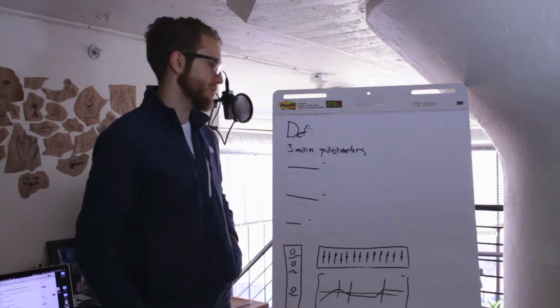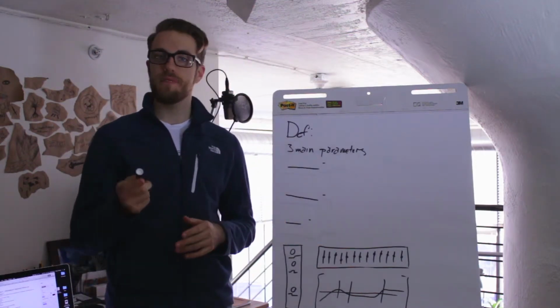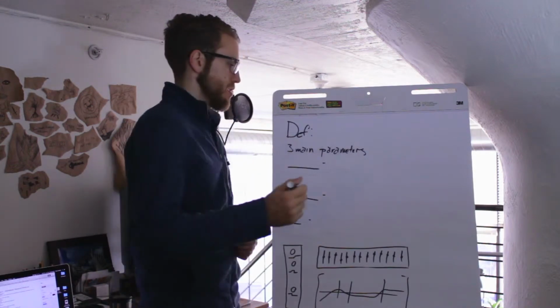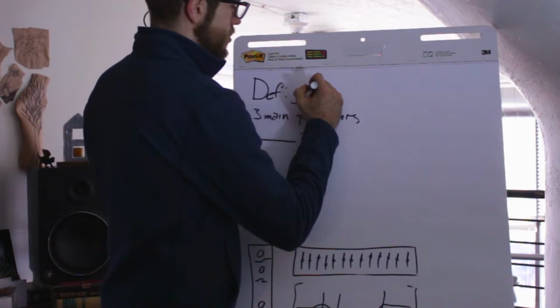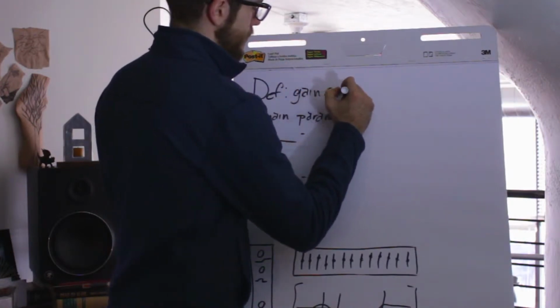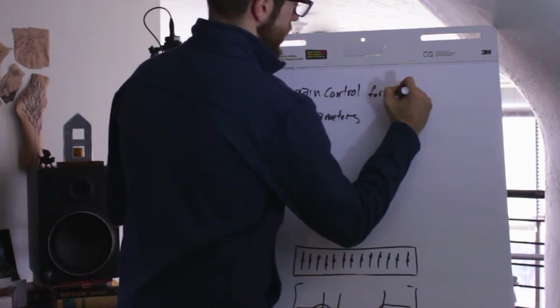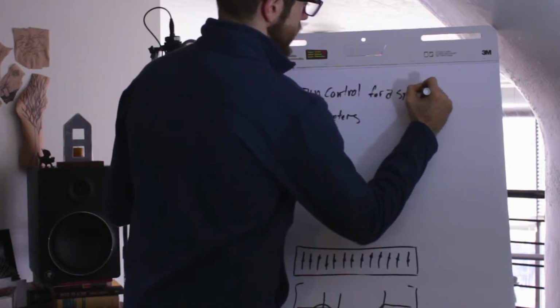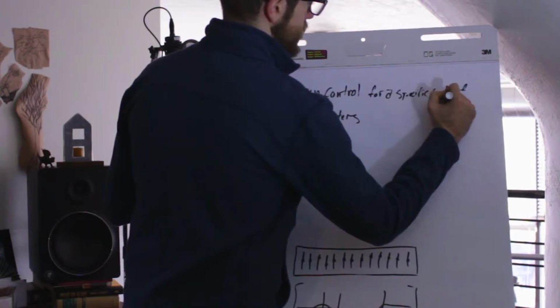So what is an equalizer? My definition of an equalizer is a gain control for a specific set of frequencies. Let me say that one more time, and I'll write it down to make sure that you get it. So it's a gain control for a specific set of frequencies.